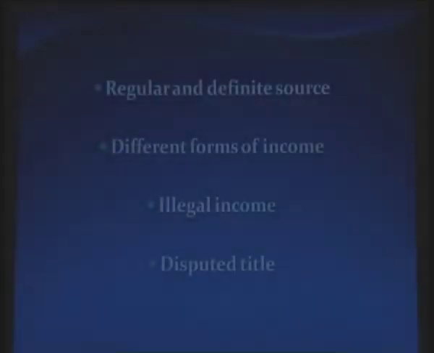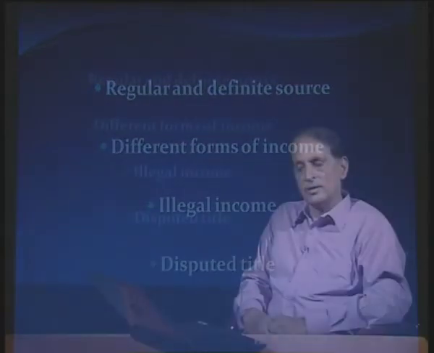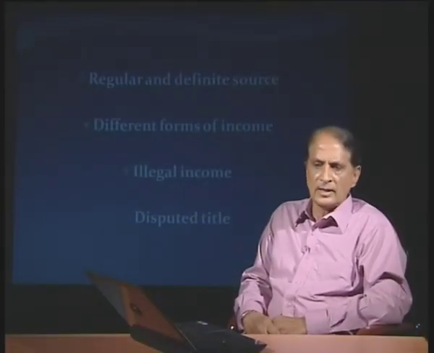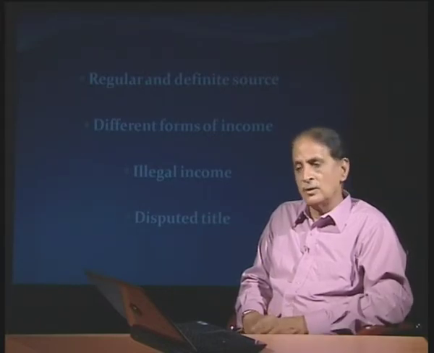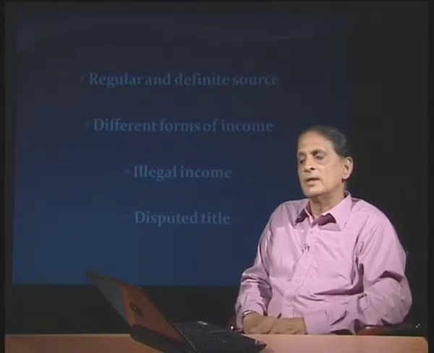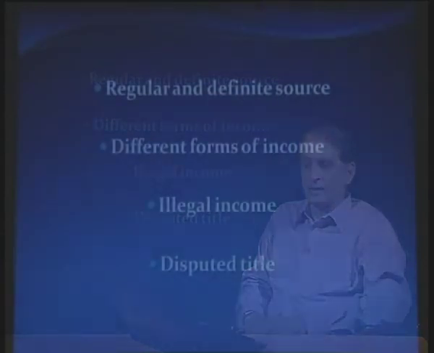First is regular and definite source. Definitely there are some sources of income which are regular in nature, and there are some sources which are irregular in nature. For example, if a person is employed somewhere, he is getting salary, that is a regular source of income. But a person who wins casual income, he wins a lottery ticket, it is an irregular source of income, but both are equally taxable under this Act.